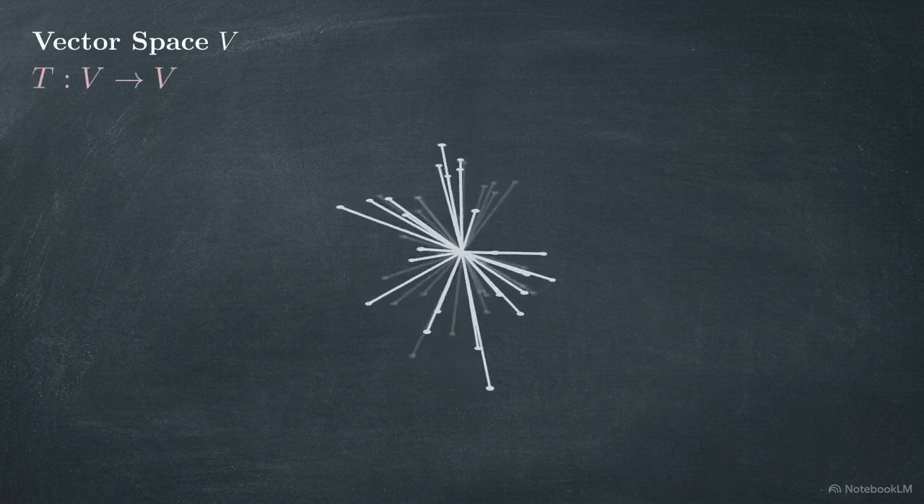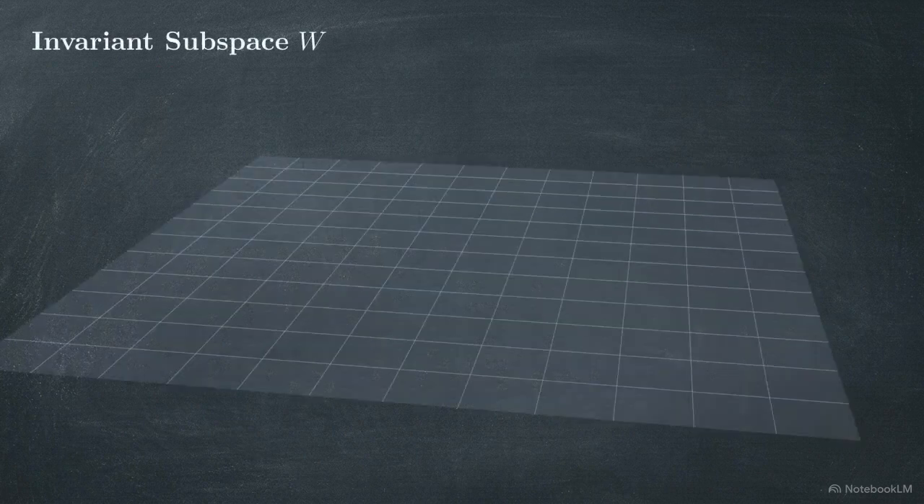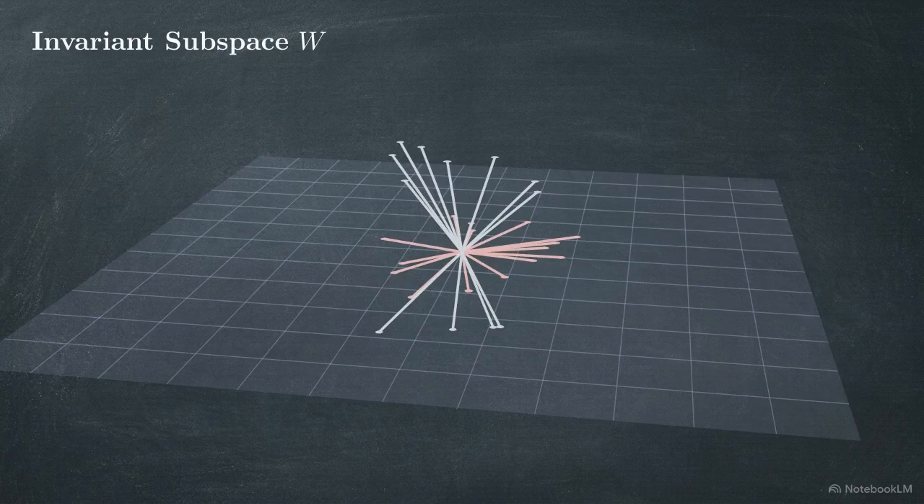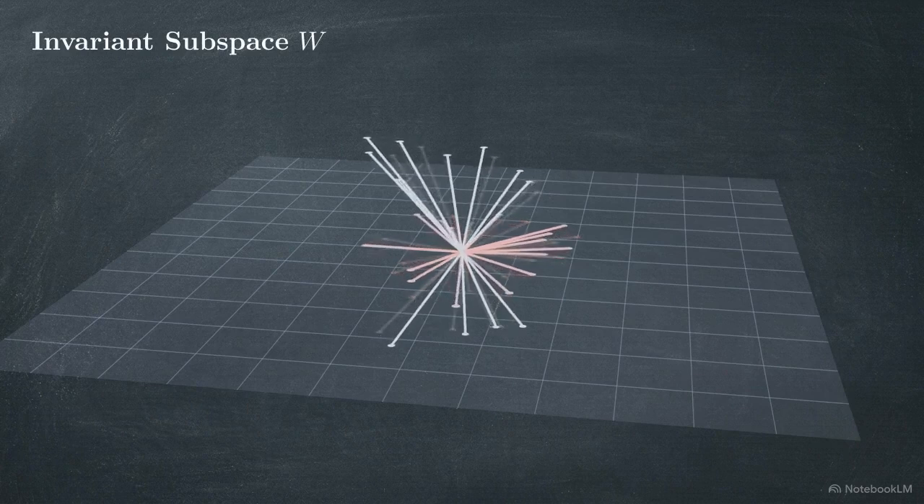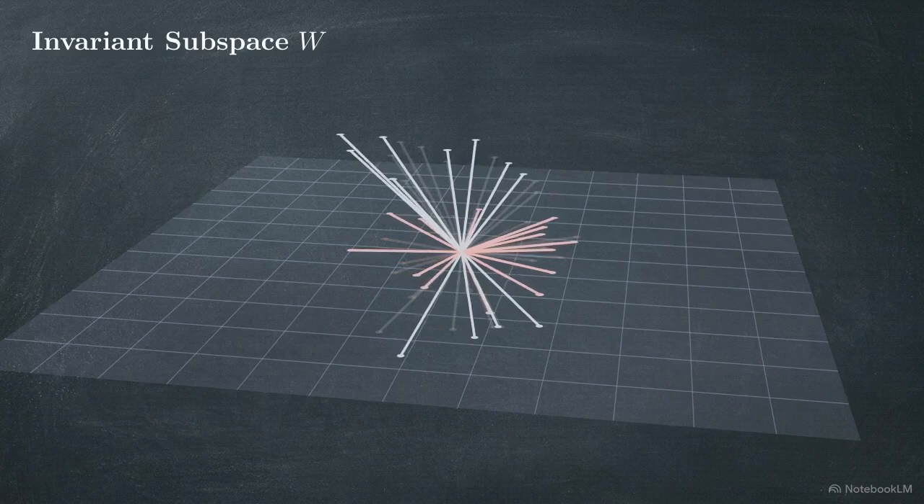In linear algebra, we represent systems like this using a linear transformation, denoted as T, that maps a vector space V back into itself. When you apply T to the entire space, the vectors generally scatter. They are pushed off their original axes, distances stretch, and the initial geometry is scrambled. This creates a structural problem. How do we locate isolated subregions within this space that are completely self-contained? Regions where every vector inside is mapped directly back into that exact same region.